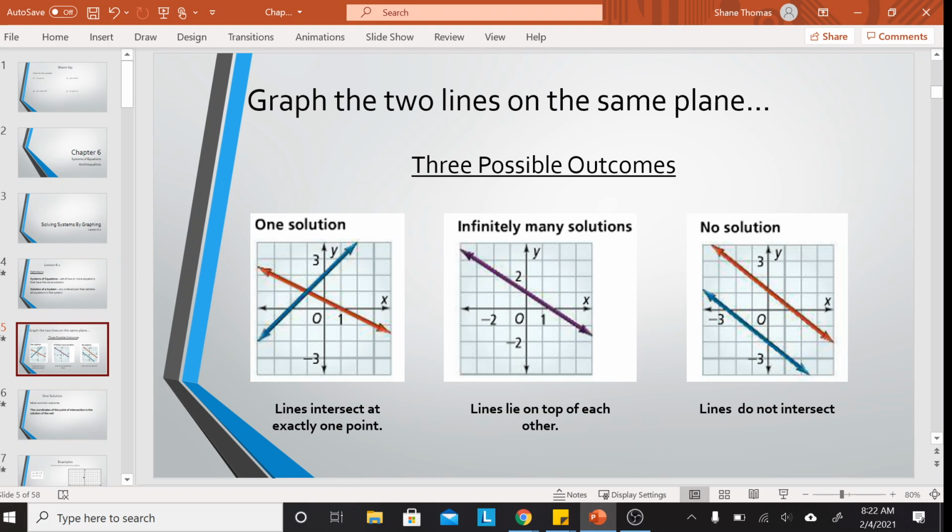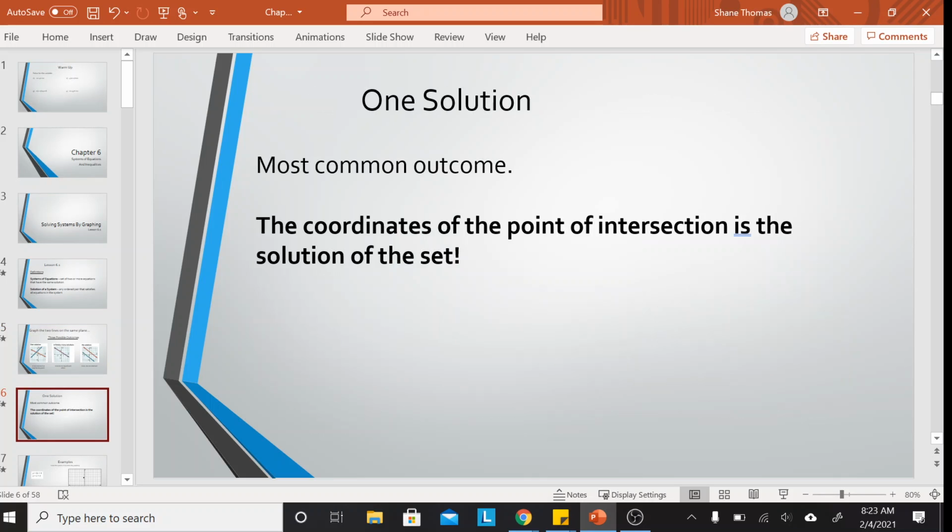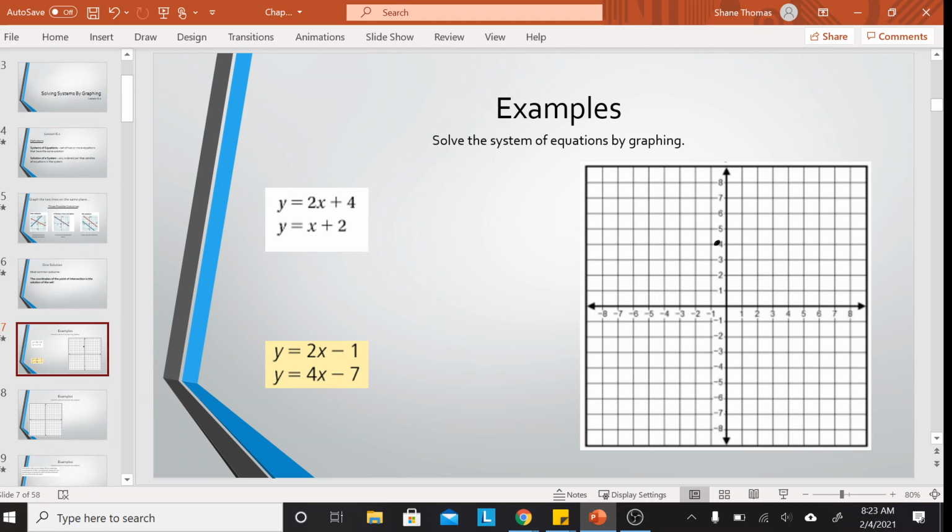To solve by graphing, when you graph the lines, there are three different possibilities. One is they cross, that's the most common one, probably 90% of the time. If they lay on top of each other, there are infinite solutions, and if they're parallel, there's no solution. Most often you'll get the one solution. Wherever that point is that they cross, that's your solution. That x and y coordinate is your x and y value for the solution.